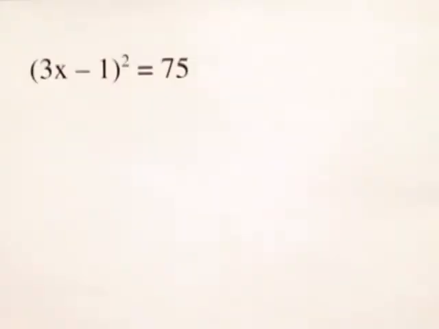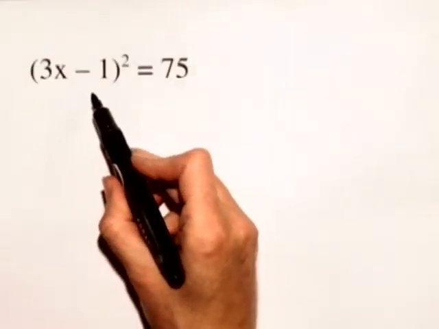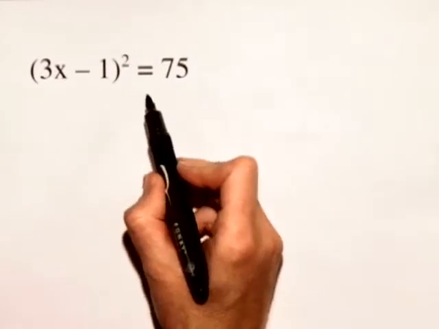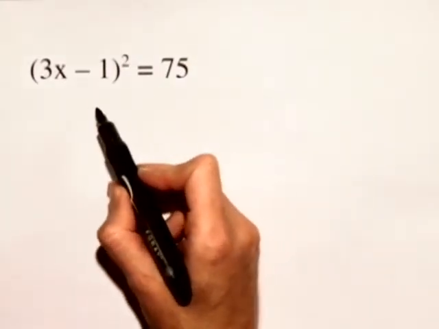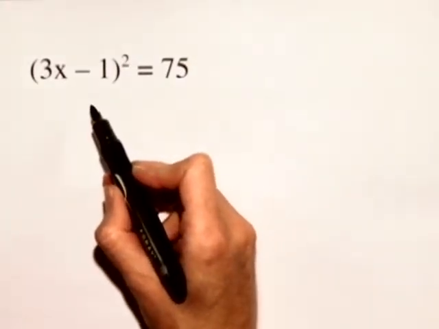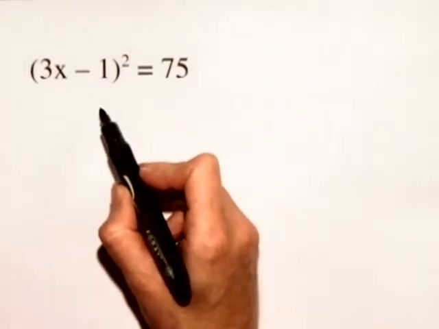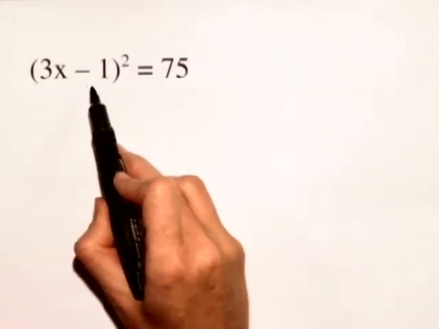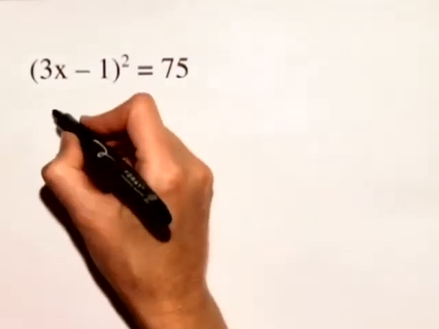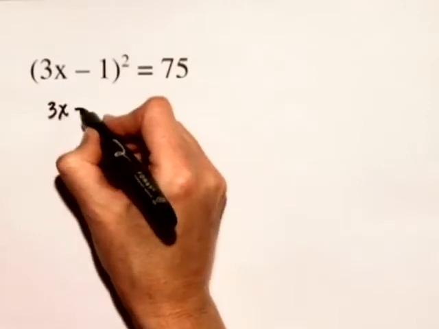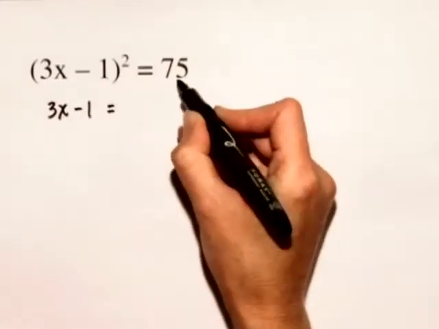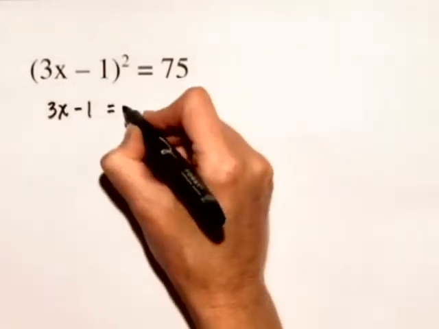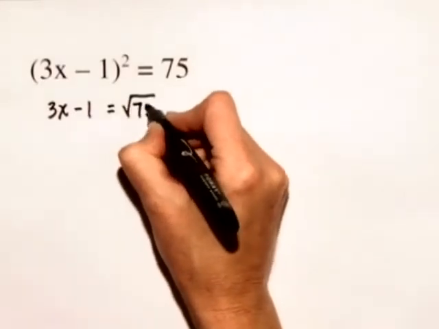For our next equation, we'll apply the square root property to solve a quadratic equation. We have the quantity 3x minus 1 squared on the left-hand side is equal to 75. So when we apply the square root property, we simply take the square root of both sides of the equation. When we do that, the square root of the quantity 3x minus 1 squared just gives us 3x minus 1 is equal to the square root of 75.